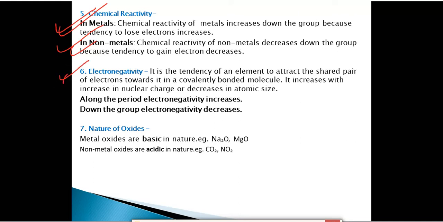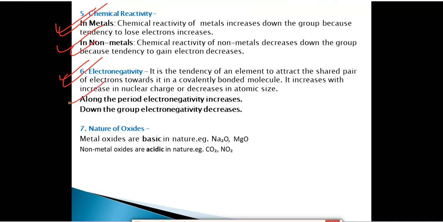Okay, now let's talk about electronegativity. It is the tendency of an element to attract the shared pair of electrons towards it in a covalently bonded molecule. Electronegativity means what? Attraction of electrons. It attracts the shared pair of electrons. It increases with increase in nuclear charge or decrease in atomic size. If the nuclear charge increases, electronegativity will obviously increase, and if the atomic size decreases, electronegativity will increase.